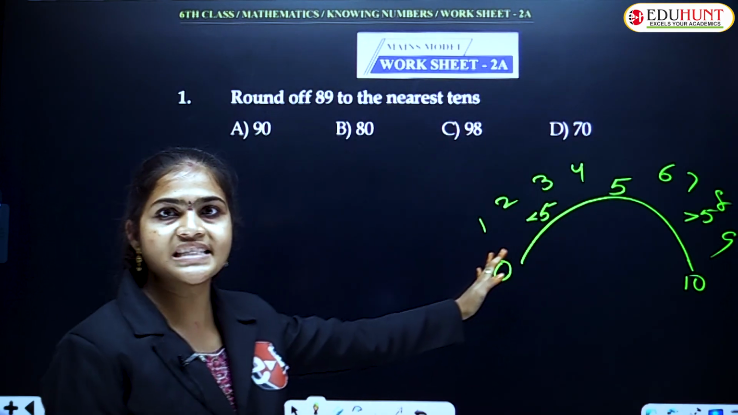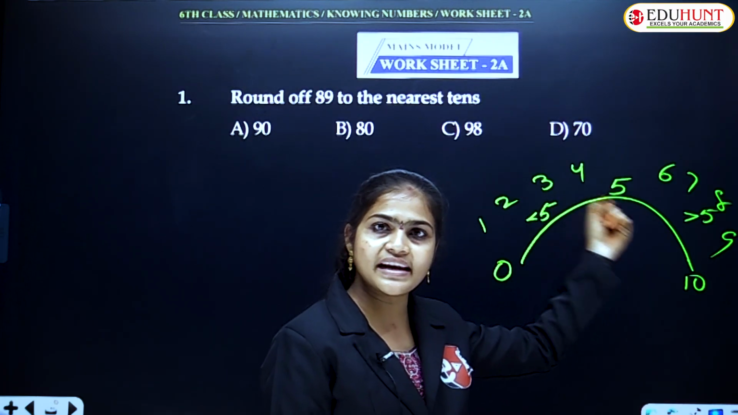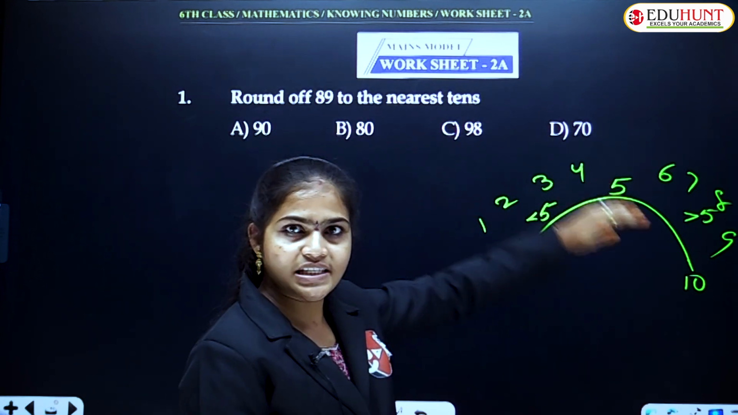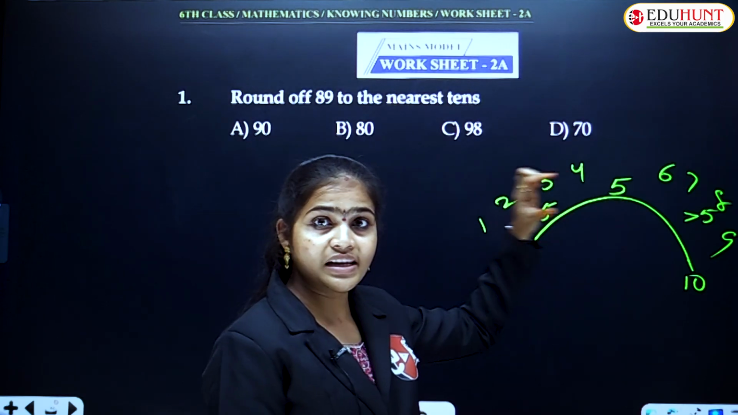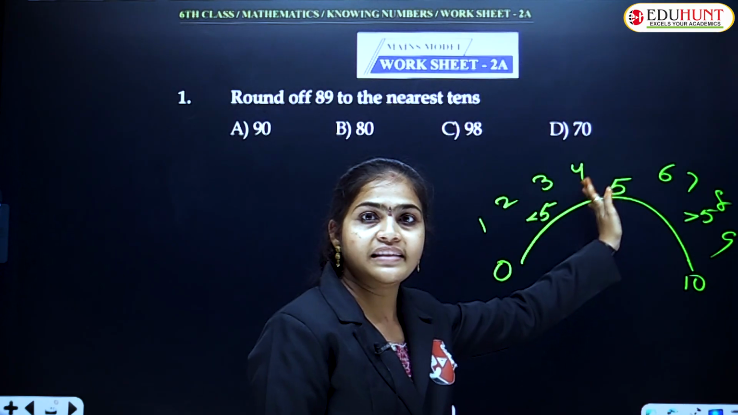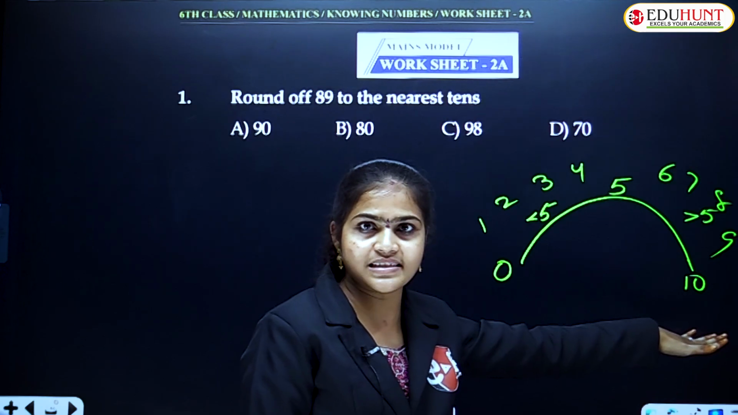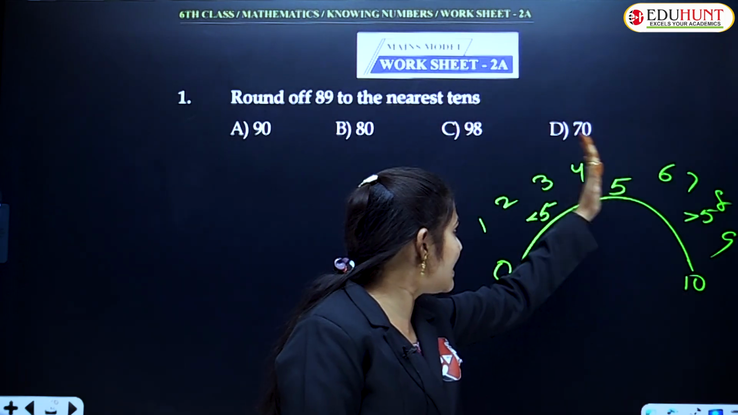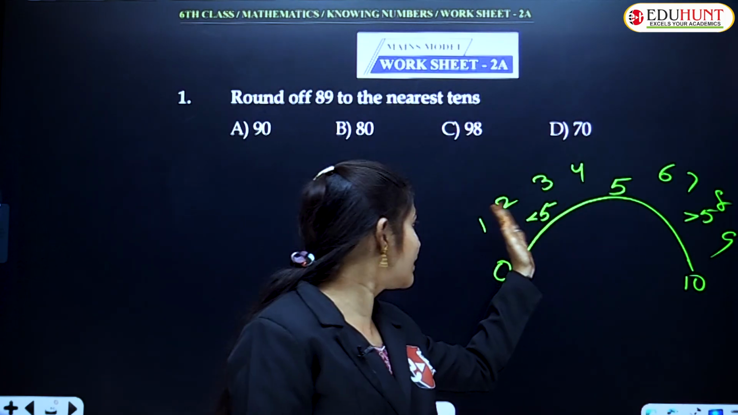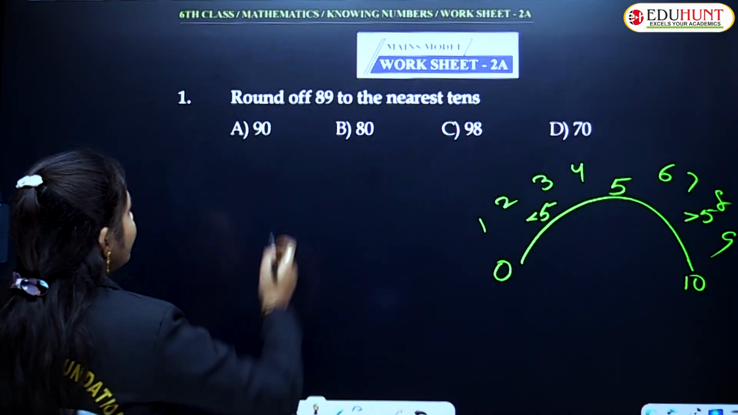So what is the concept here? Whether the digit is in the ones place, tens place or hundreds place depends on the question. We will discuss that later. First see this: what digit are we comparing with 5? If the digit is greater than 5, then the number rises to the next number, to the nearest tens or nearest hundreds. And if it is less than 5, then the number goes in the backward direction. Understood?